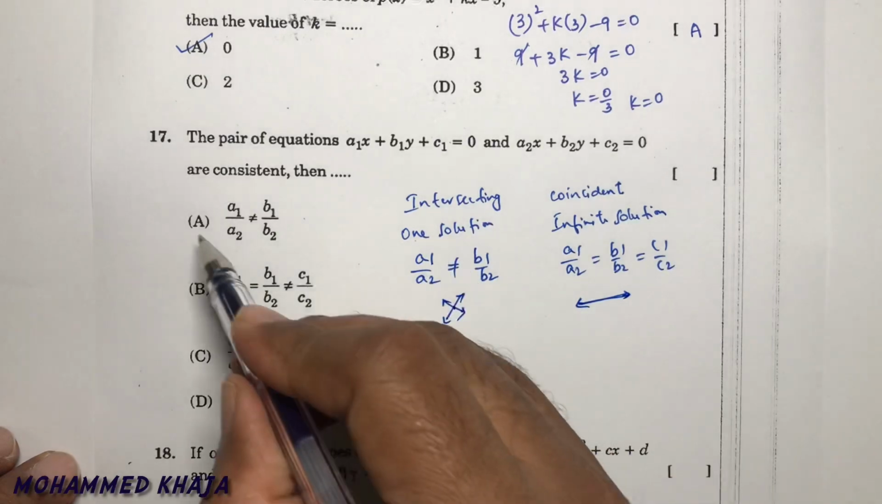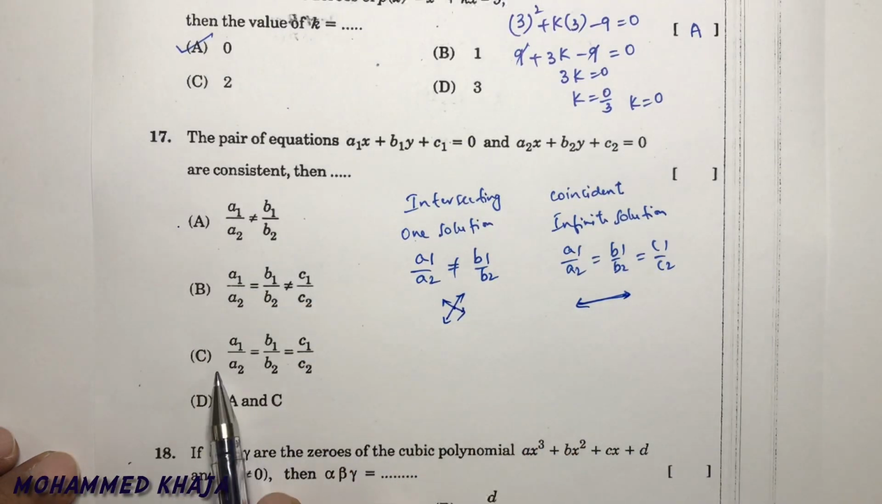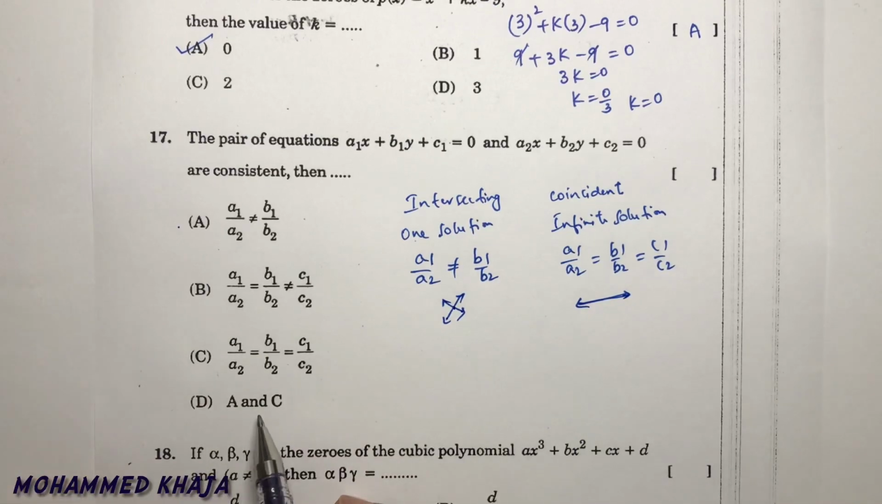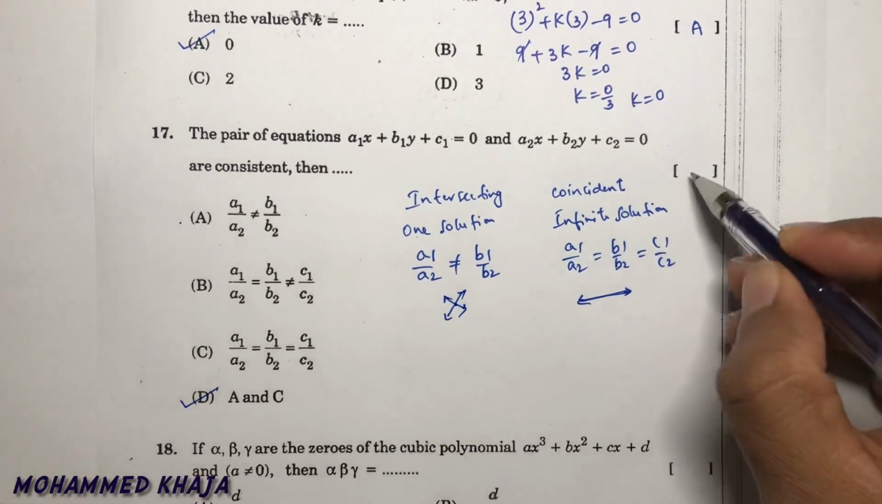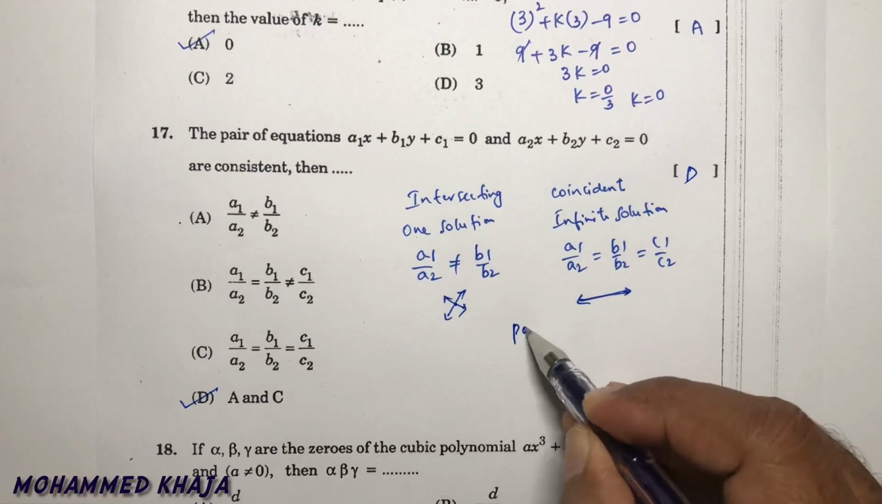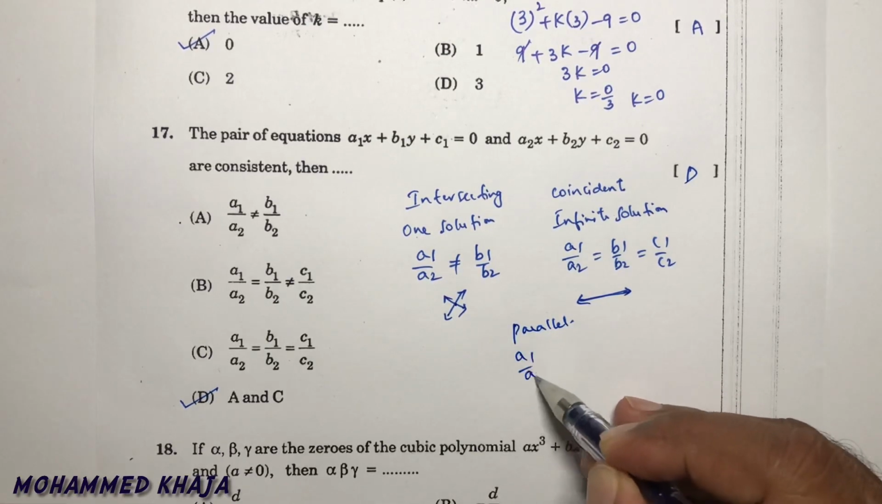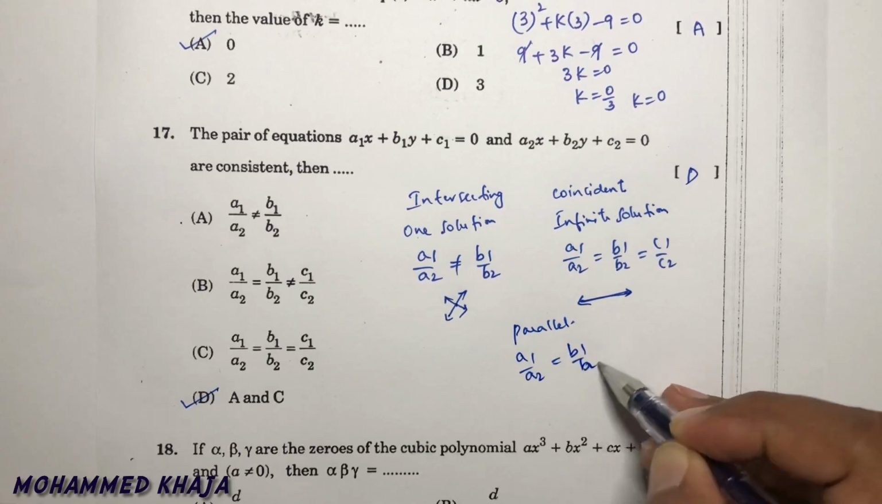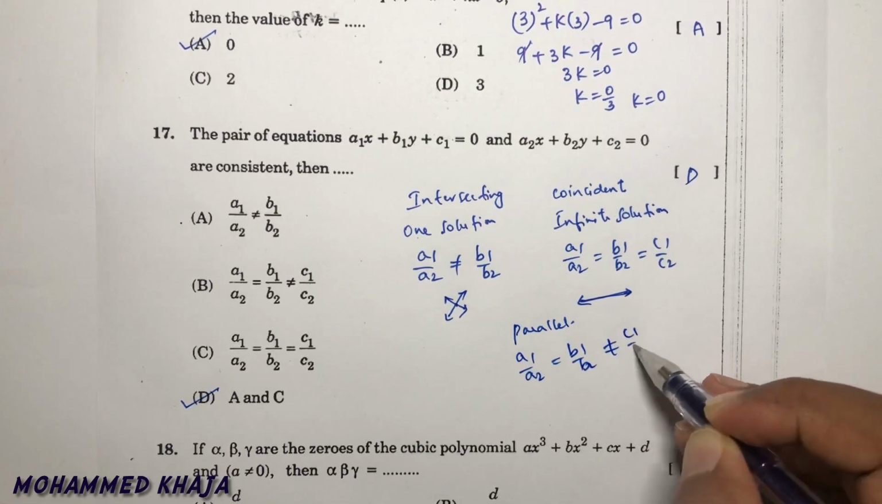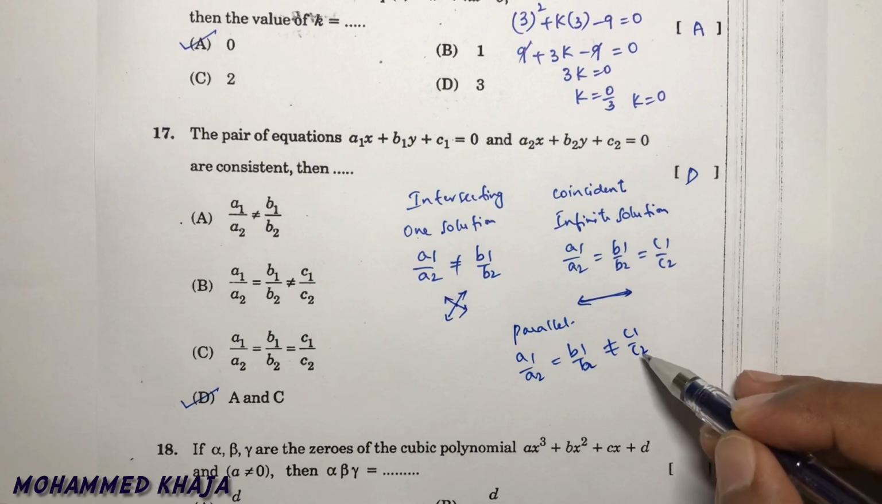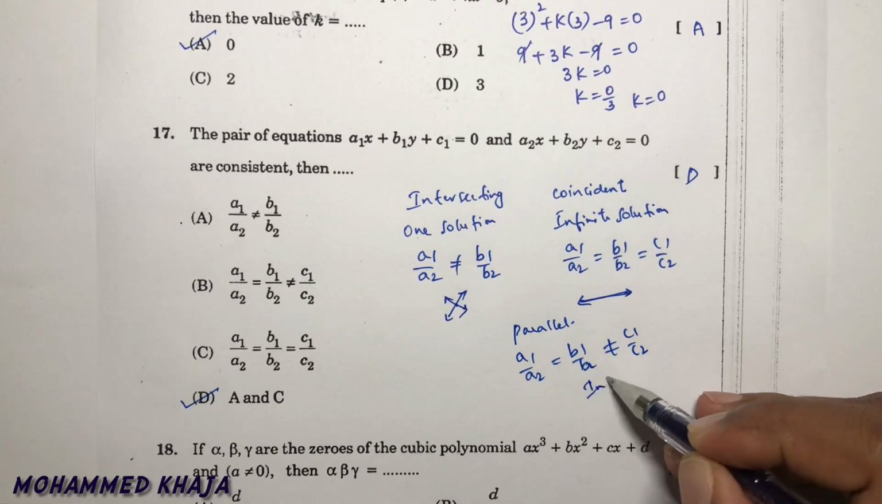So here intersecting, A, is correct and coincident, C, is correct. So don't keep A, C only. The D option covers A and C, so the correct option is D. And parallel lines are inconsistent. The condition is a1 by a2 equals b1 by b2 is not equal to c1 by c2. These are parallel lines, and parallel lines are inconsistent.